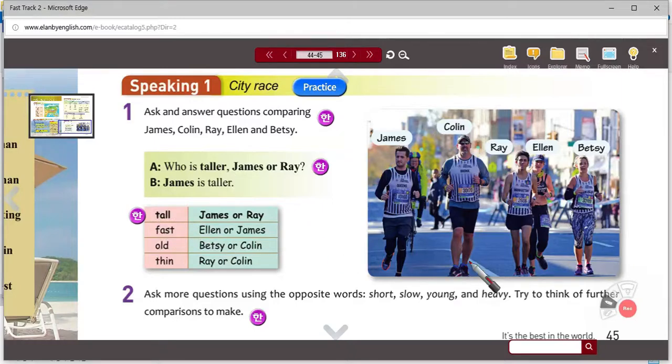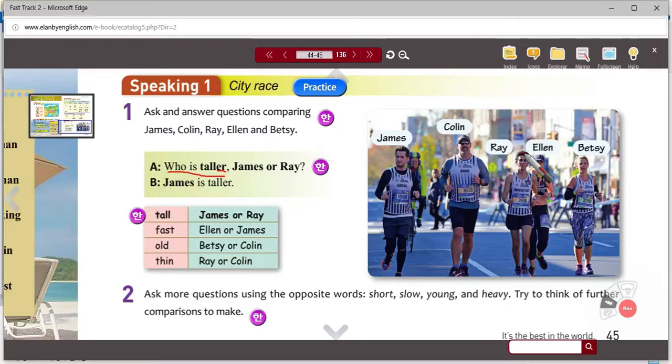So maybe James is tall, maybe Ray is tall, or maybe James is short and Ray is short. Okay, that doesn't matter. What we're trying to find out is who is taller? Okay, and that's the question here. Maybe we know who the tallest is. I think that's Colin. But just comparing two people, who is taller? And that's what we're doing. We're comparing. You can see that with the suffix. So who's taller, James or Ray?